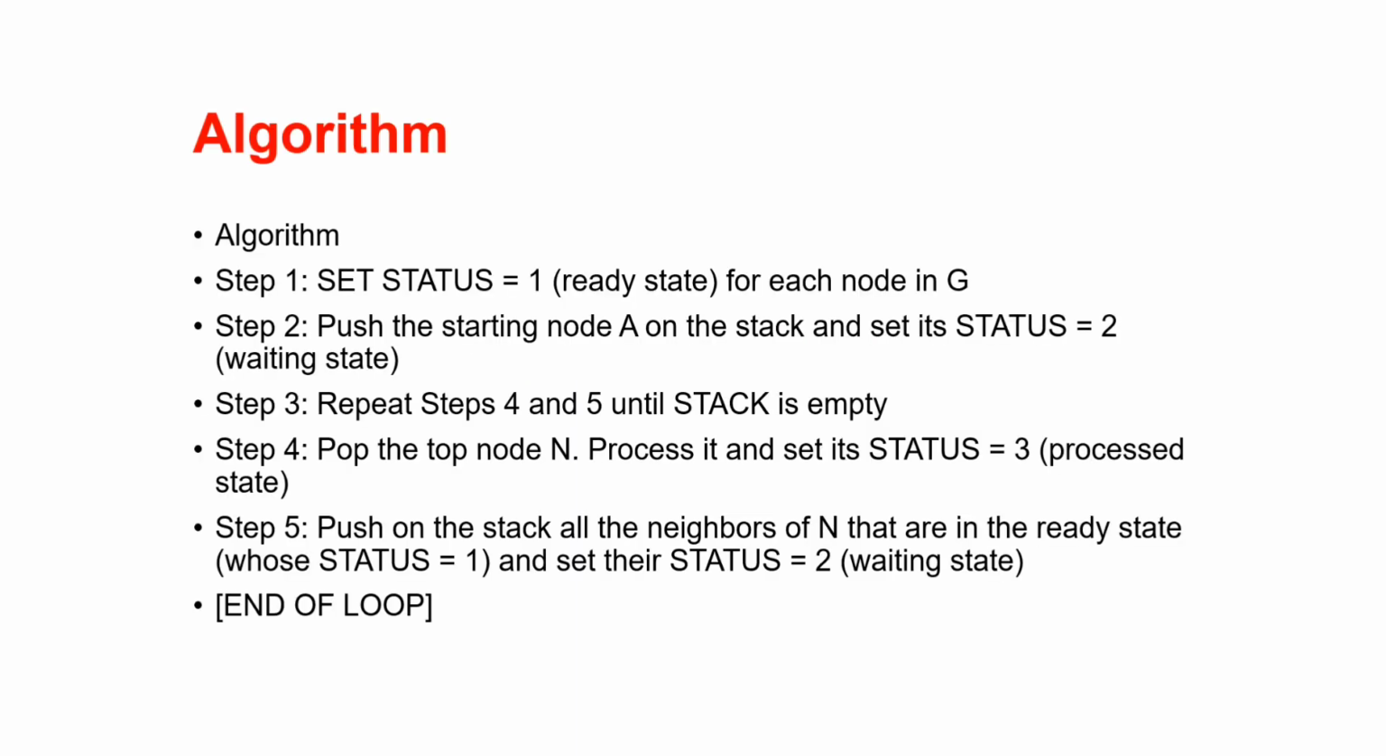Next, we move on to the algorithm. The algorithm says: set status 1, the ready state, for each node in graph G. Push the starting node A on the stack and set its status to 2, the waiting state. Repeat steps 4 and 5 until the stack is empty. Pop the top node N, process it and set its status to 3, the processed state, and push on the stack all the neighbors of N that are in the ready state, whose status is equal to 1, and set their status to 2, the waiting state. End of loop. This is how DFS works.